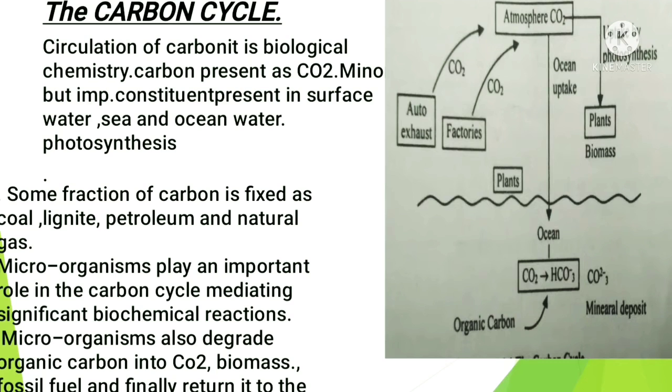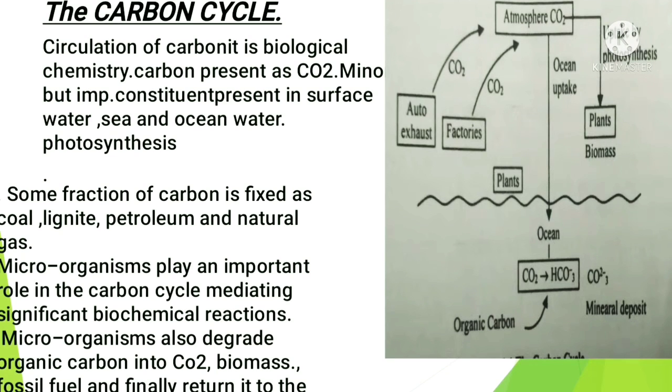We know very well carbon is present as CO2, that is carbon dioxide, in the atmosphere. It is present in the form of CO2. Carbon is a very minor constituent, but it is very important for the atmosphere. It is partly divided into different areas. So let's see in which different parts it is distributed.